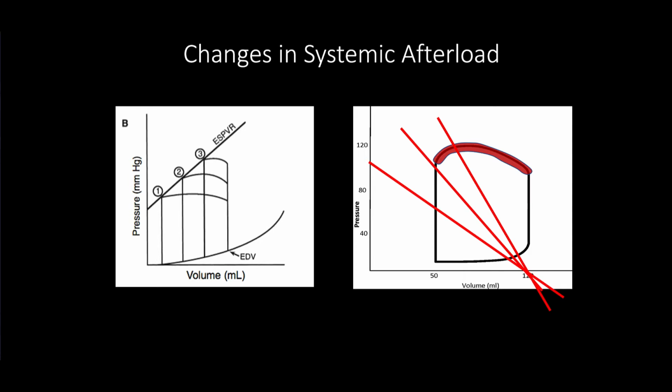Okay, changes in systemic afterload. You can see that this patient has a very low systemic afterload. This patient has a moderate systemic afterload, and this patient has the most extreme systemic afterload. You can also see that the diastolic blood pressure goes up here, here, and here. Okay, I swear we are almost done.